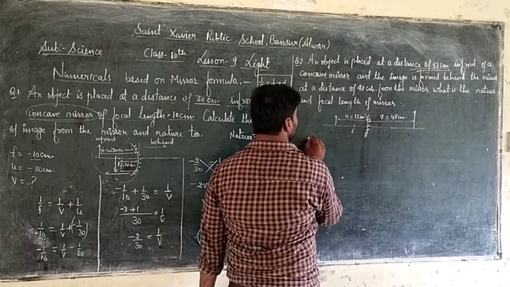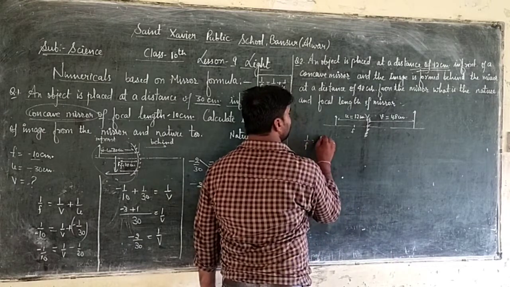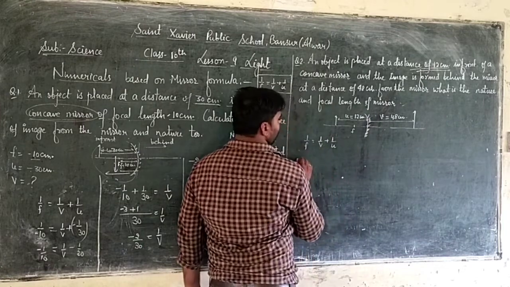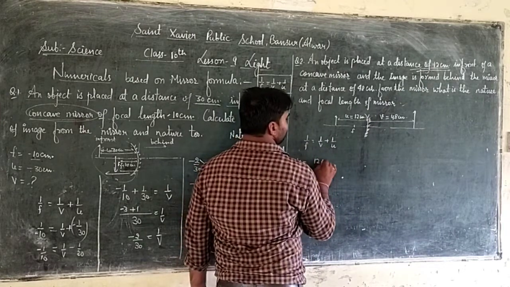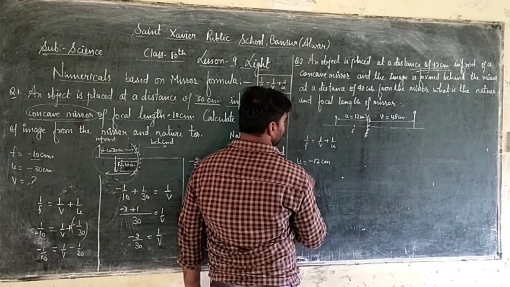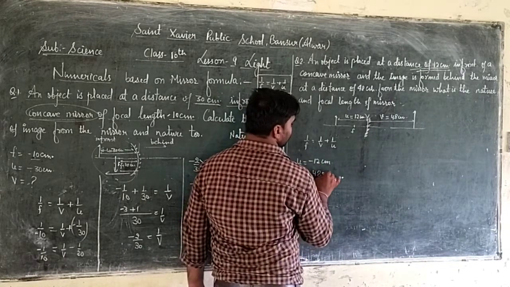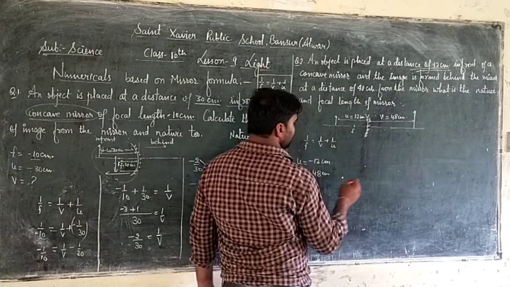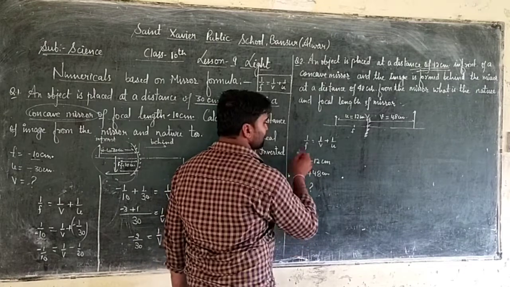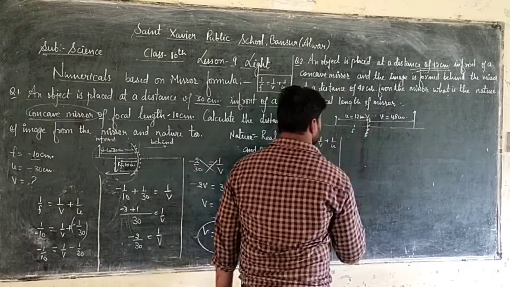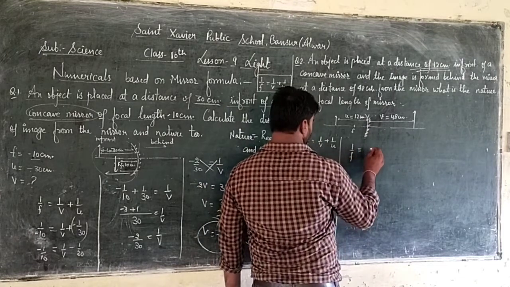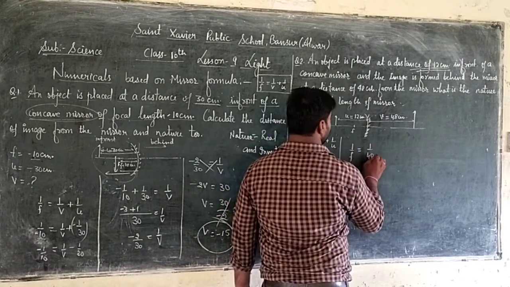So we will solve according to the formula 1/f = 1/v + 1/u. The value of u is 12 centimeter and it is on the left side, so it will be negative, and v is 48 centimeter and it is on the right side, so it will be positive. And the third one, small f, we have to find out. So put the values in this.